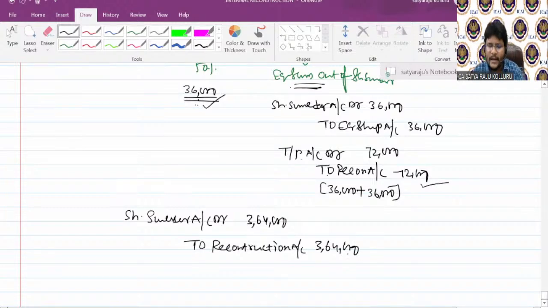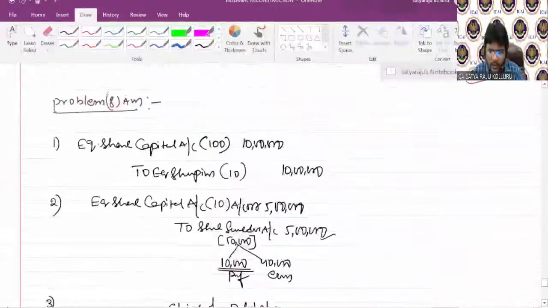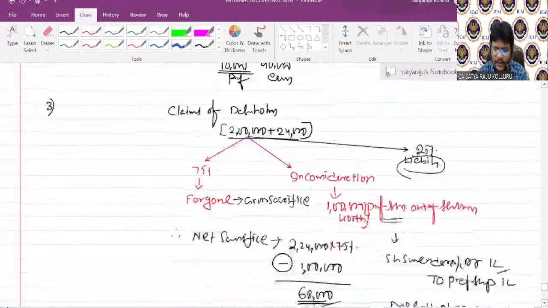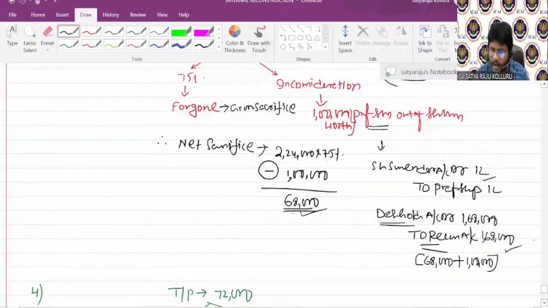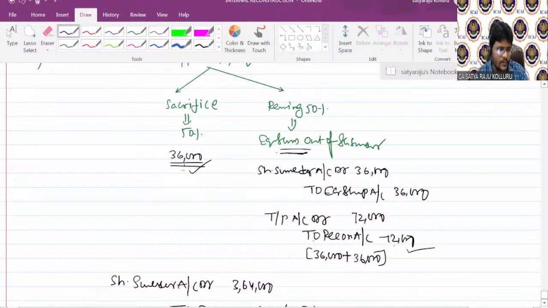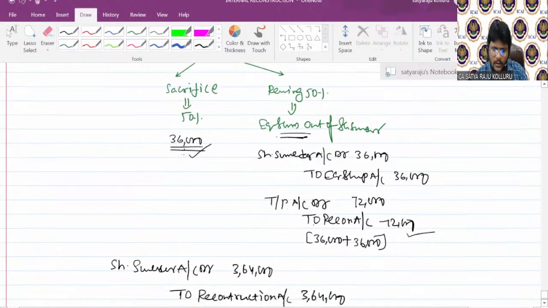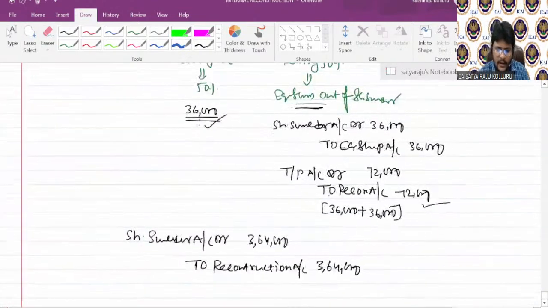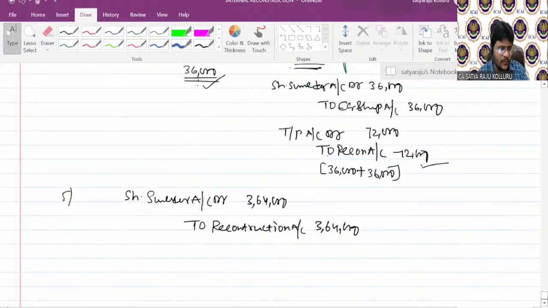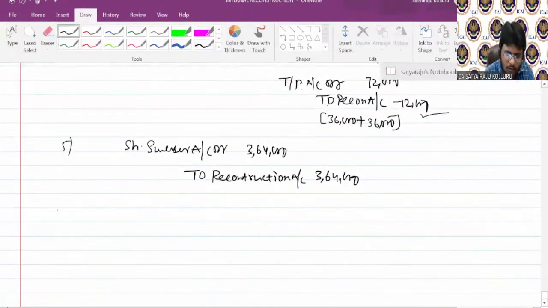Now, all of you can calculate the balance of reconstruction account. In the first entry, there is no reconstruction account. In the second entry, there is no reconstruction. In the third entry, the reconstruction balance is 1,68,000. In the fourth entry, the balance under reconstruction account is 72,000. Next, in the fifth entry, the balance transferred to the reconstruction is 3,64,000. So in total, I have 6,04,000 under reconstruction account, guys.